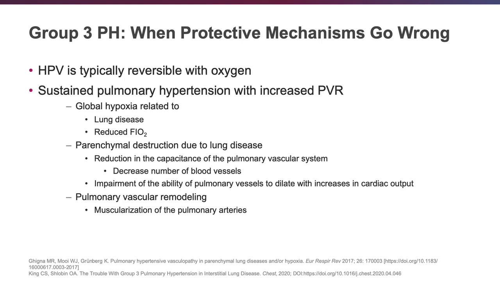And as a result, there's a reduction in capacitance of the pulmonary vascular system and ultimately impairment of the ability of the pulmonary vessels to dilate with increases in cardiac output. Also, pulmonary vascular remodeling can occur and result in sclerosis of the pulmonary arteries.